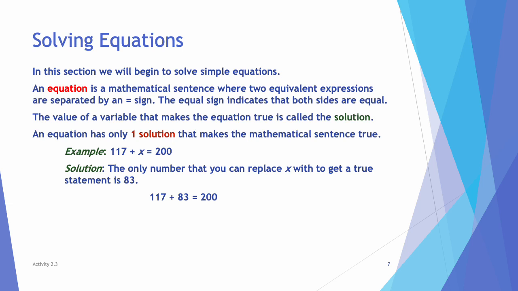We can also use variables and expressions to solve equations. An equation is a mathematical sentence where two equivalent expressions are separated by an equal sign. The equal sign indicates that both sides are equal. The value of a variable that makes an equation true is called a solution. An equation has only one solution that makes the mathematical sentence true.